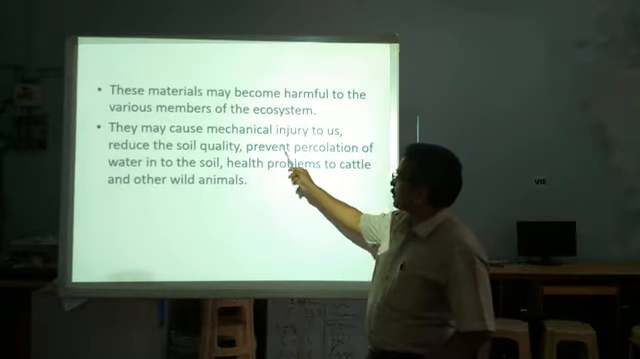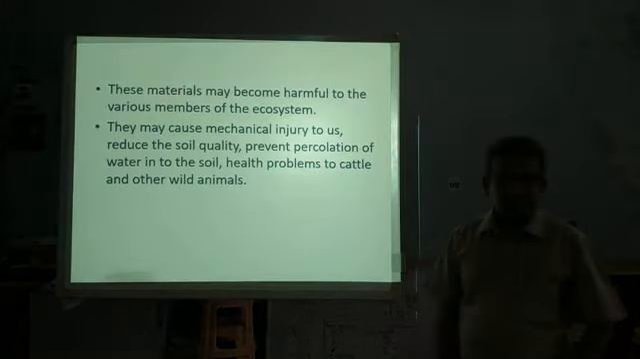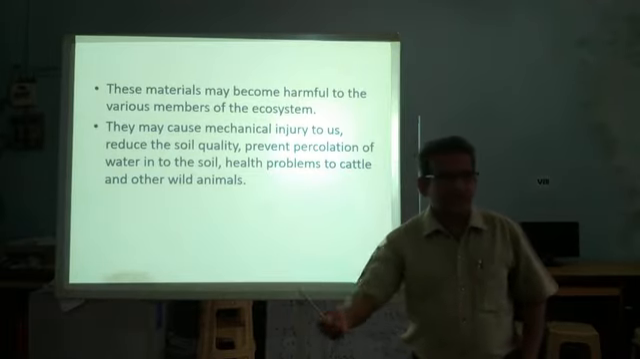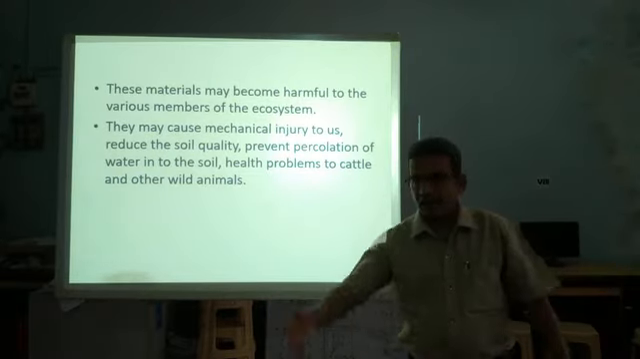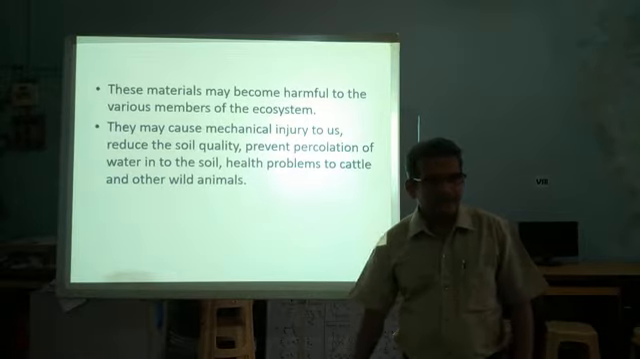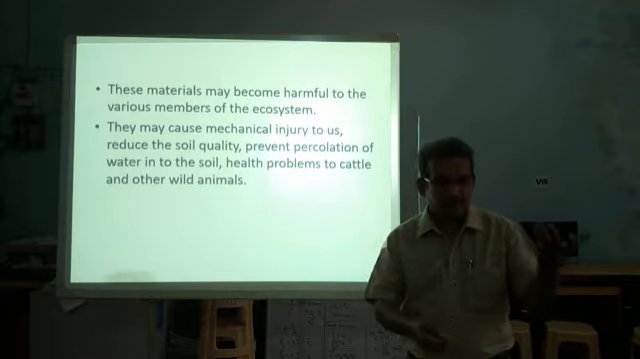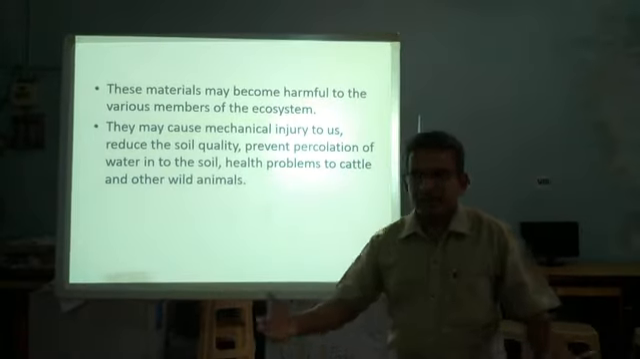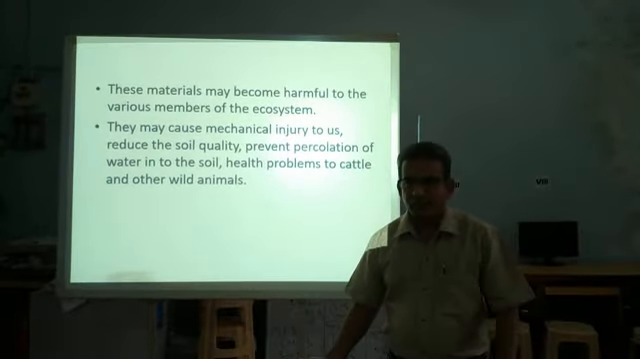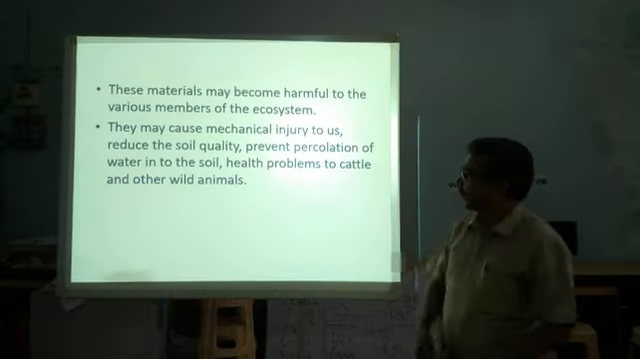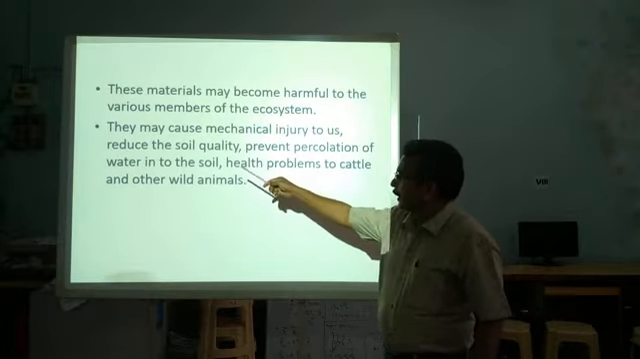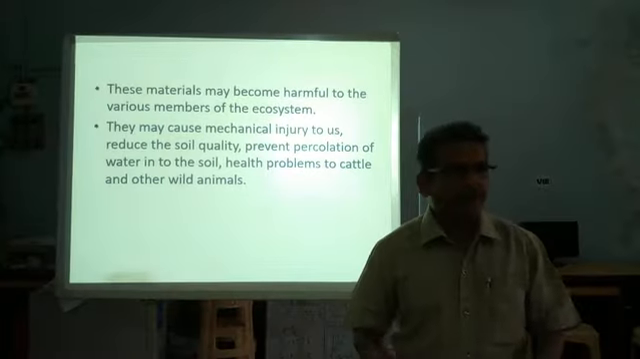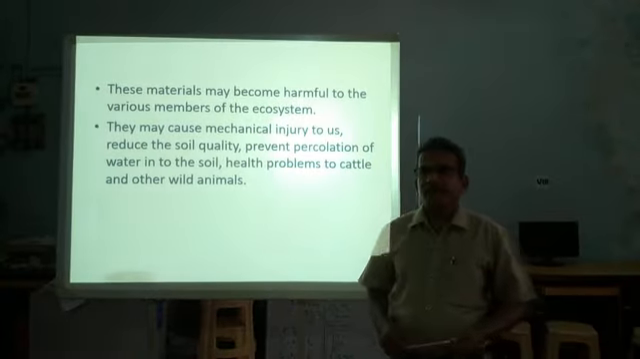So they may cause mechanical injury. Sometimes, if this garbage is present on the pathway we are walking, for example glass pieces or tin sheets, it may come in contact with our body and cause mechanical injury. Then it reduces soil quality. Many of the components of the garbage reduce the quality of the soil.